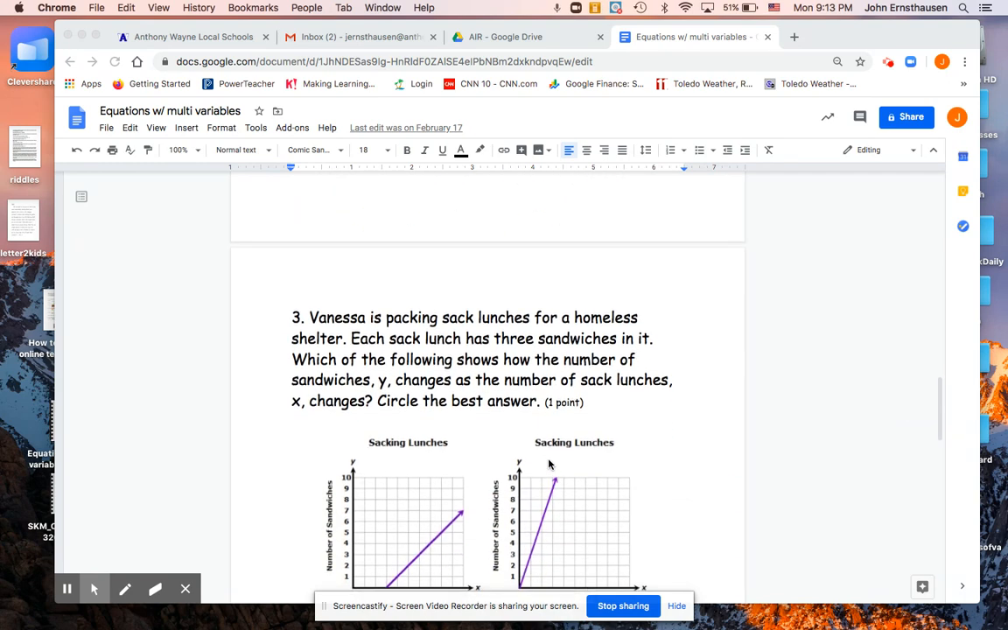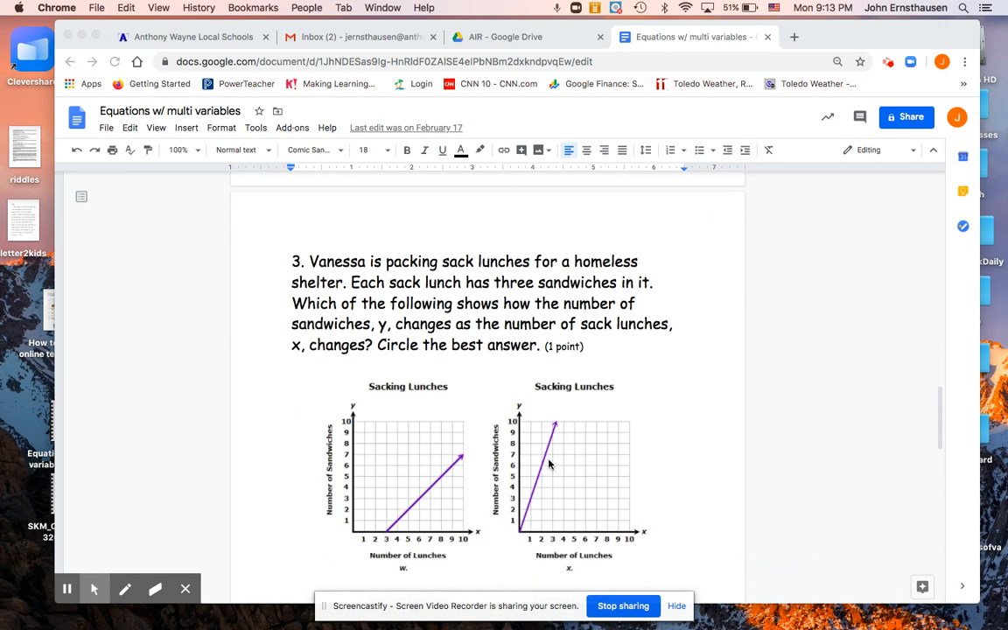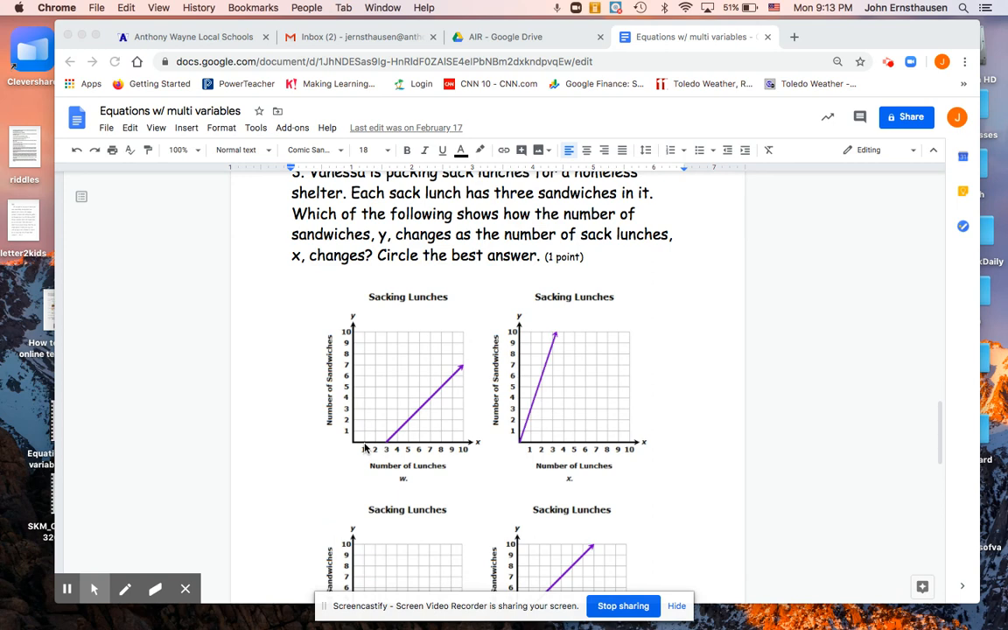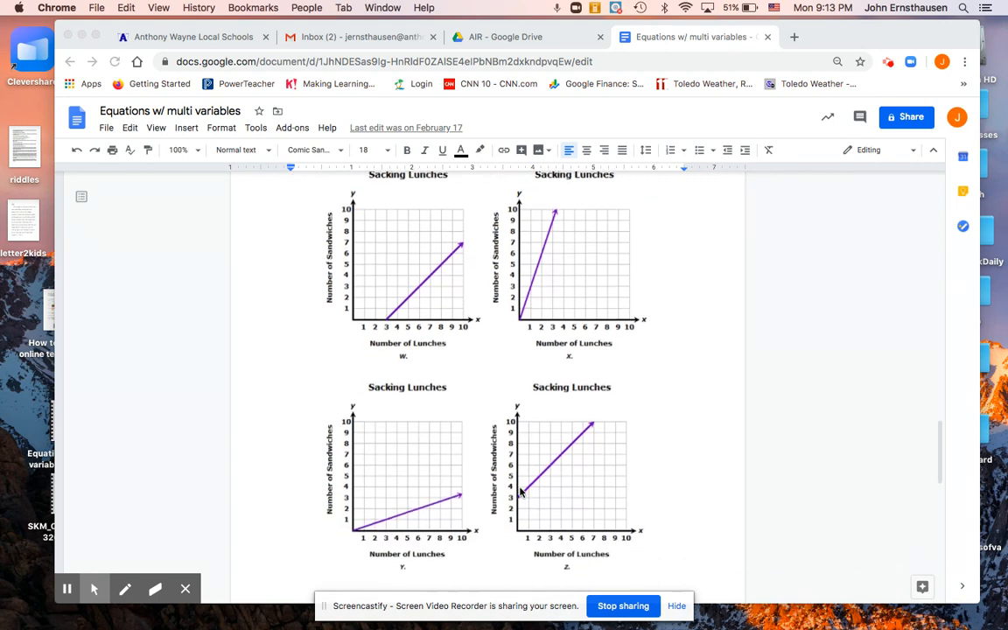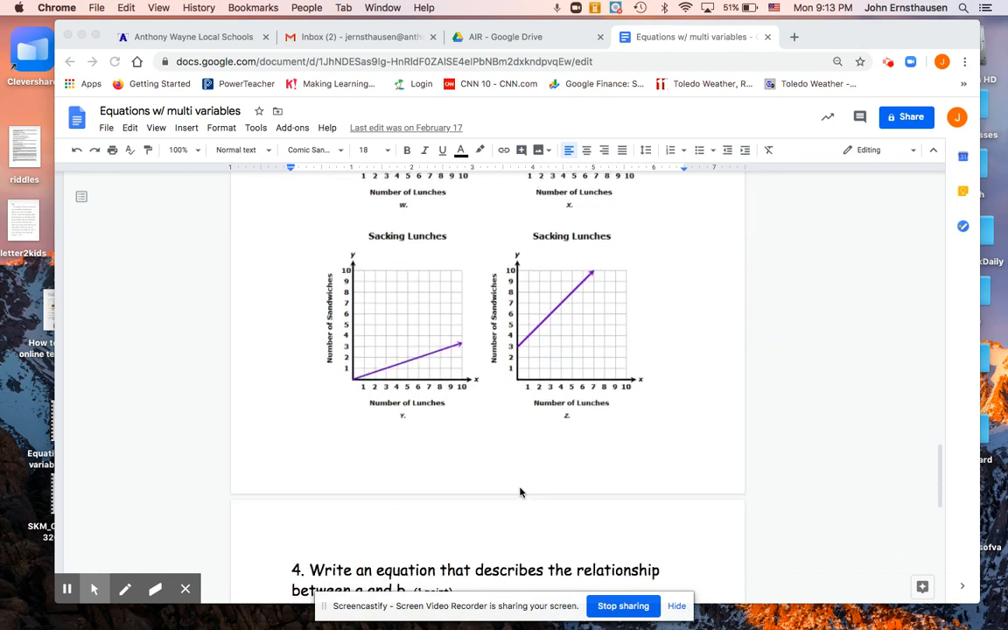And the next one, Vanessa's packing sack lunches for a homeless shelter. Each sack lunch has 3 sandwiches in it. So if you're at 1 sack lunch, you should be at 3 sandwiches. So right away, W, the first one, doesn't work. So see which one has 1 lunch with 3 sandwiches.